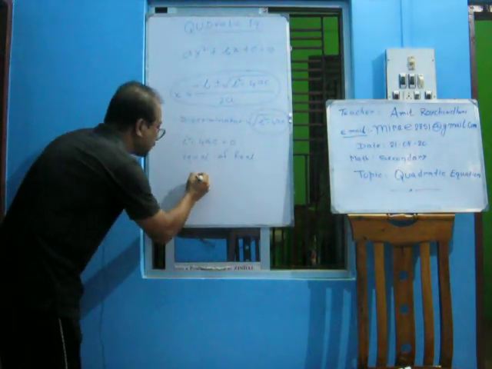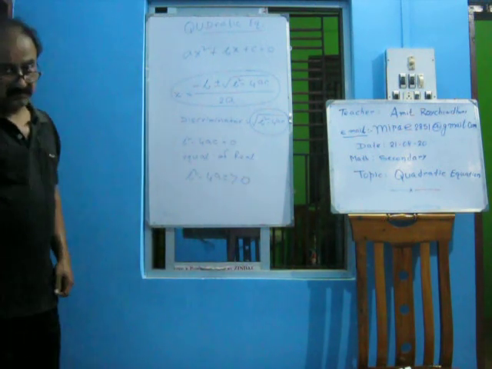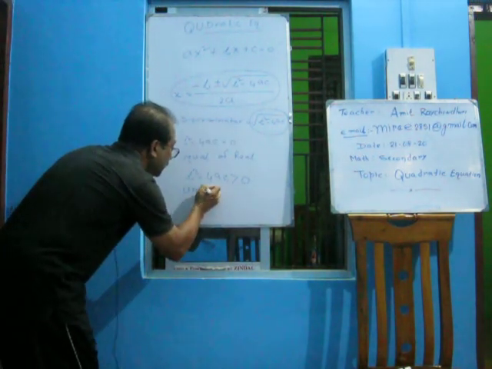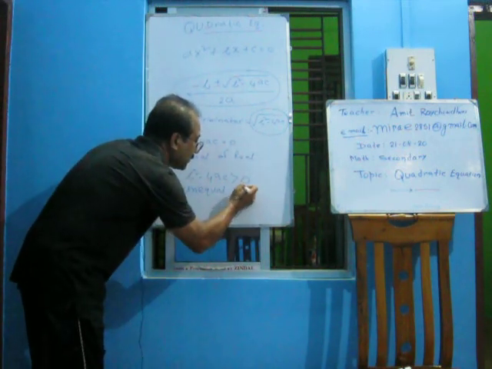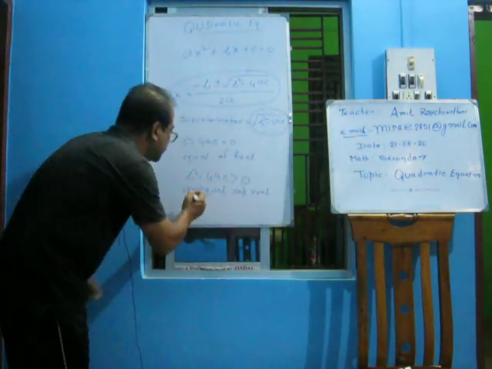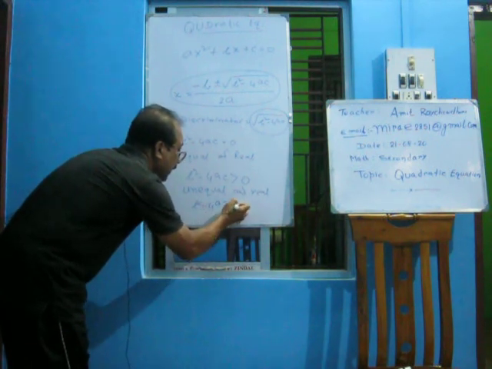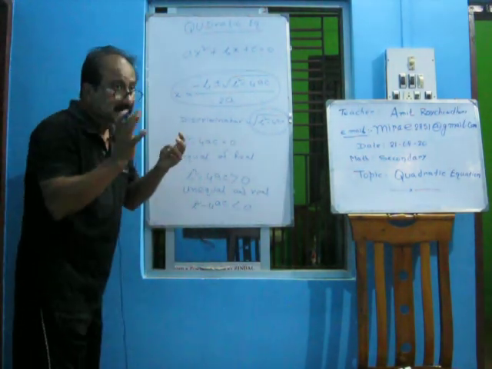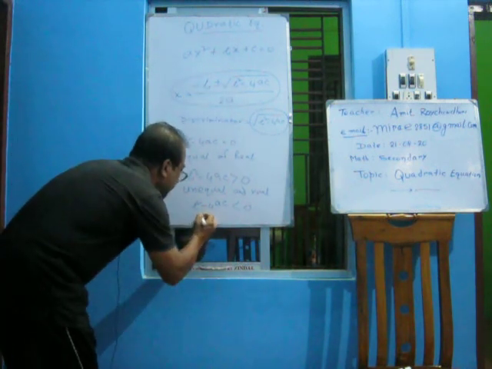If b square minus 4ac is greater than 0, then the result must be unequal and real. And if b square minus 4ac is less than 0, then the character of the results will be imaginary.